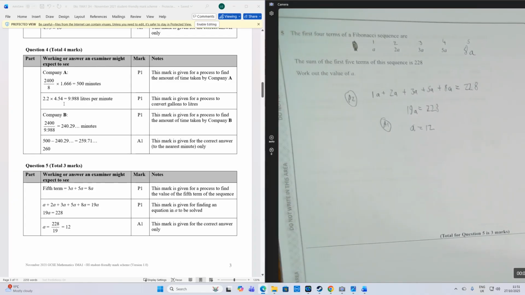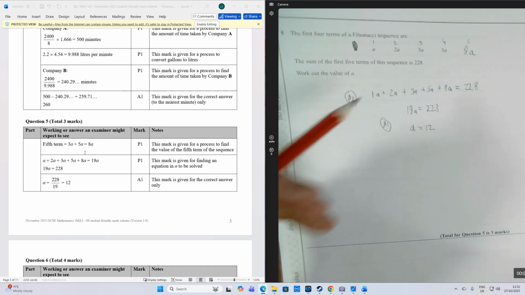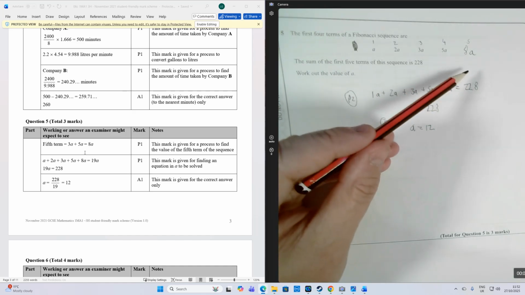Right, question 5, nice little one here. The first 4 terms of a Fibonacci sequence are A, 2A, 3A, 5A. The sum of the first 5 terms is 228. Work out the value of A. Well, the problem we've got is that we've only been given 4 terms. So we need to work out the next term.